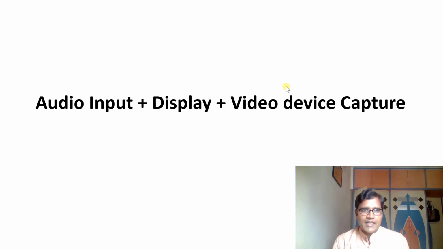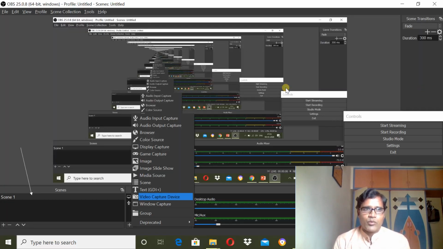Now the next function. I suppose you want to display your image, your photo, your video and PowerPoint presentation and audio. So how to make the setting? Again, opening OBS, see the scene 1.